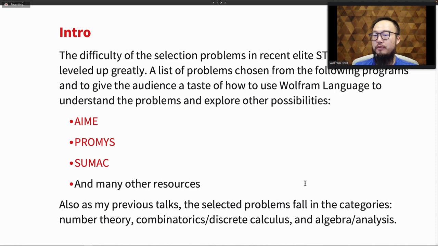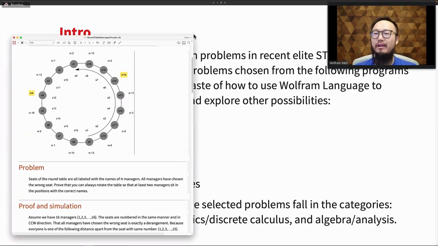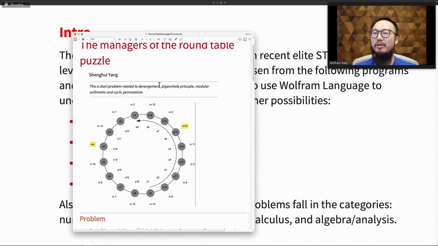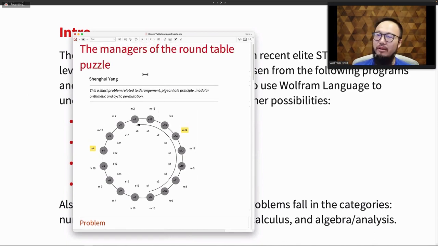If you work with those problems and read the solutions, one of the biggest problems is that you don't know where the solution comes from, because they usually prove either by contradiction or using a constructive method to create a solution, and this solution usually looks like it comes from nowhere. I think using software, typically Wolfram Language, greatly helps you understand where these problems and their solutions come from. For example, one of the community articles I just released talks about a single problem that involves derangement, the pigeonhole principle, modular arithmetic, and cyclic permutations. It's something like a baby course in group theory.